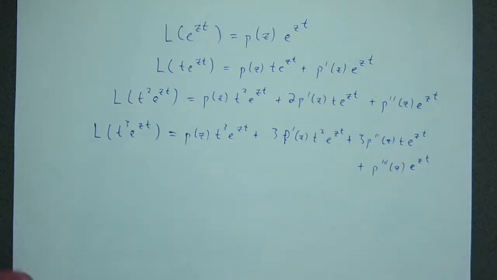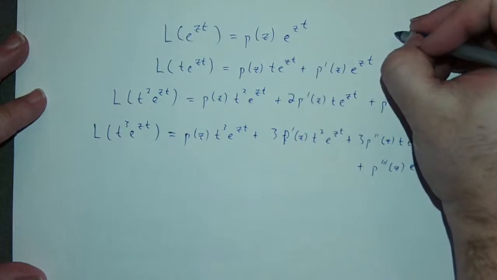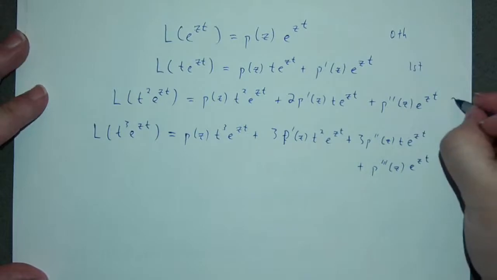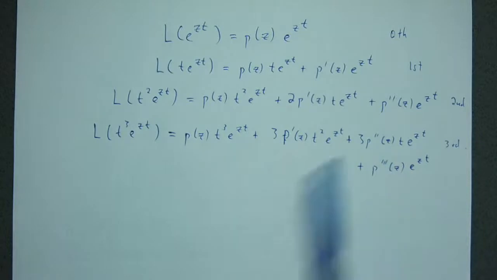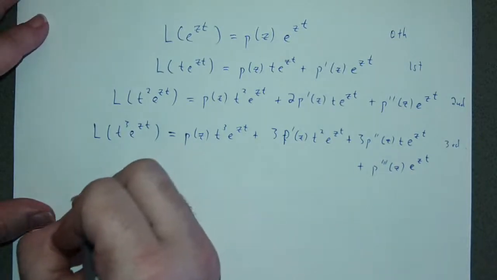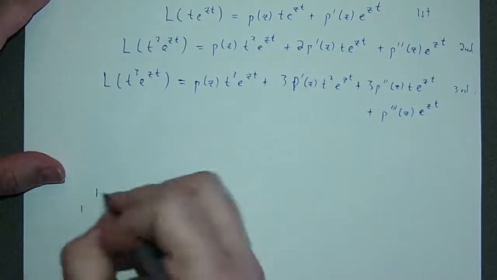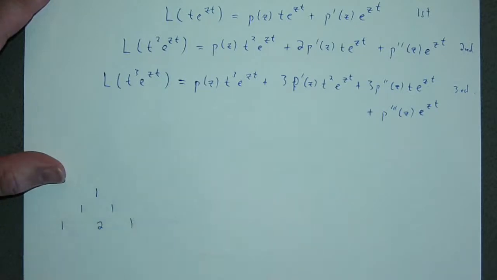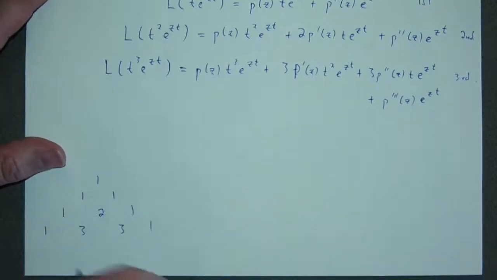Can you tell what comes next? How am I generating these? If I consider this the 0th order thing, and this is the first, and this is the second, and this is the third, what am I doing here? What am I filling out right now?